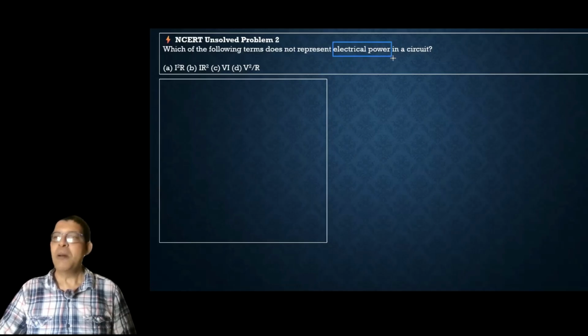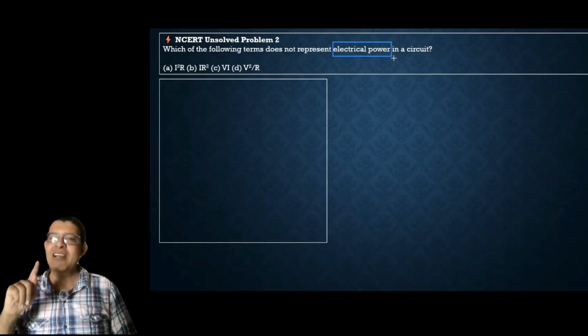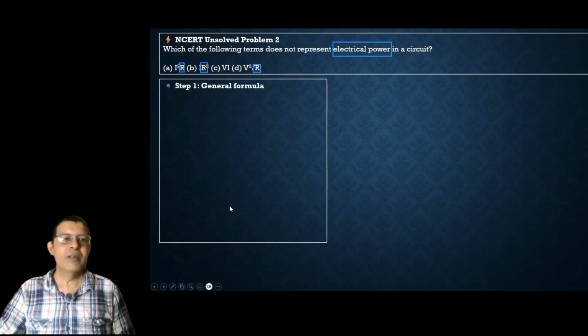Electrical power, we know power is equal to VI. Power is equal to voltage into current. So then we also know Ohm's law. Using Ohm's law, we can represent voltage and current in terms of resistance, because in your answer, there is resistance involved. And because there is resistance involved in your answers, we are going to make use of Ohm's law. So step 1, power is equal to voltage into current.